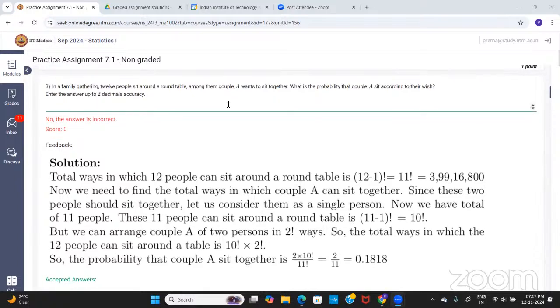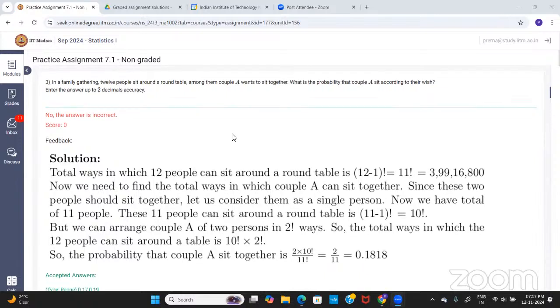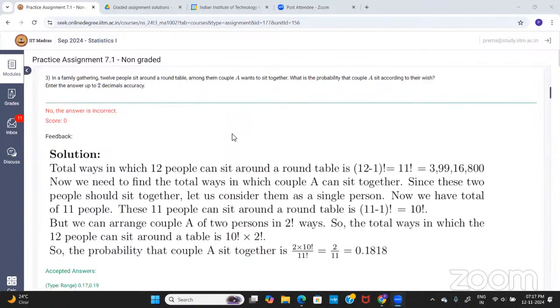Okay, now here the condition is that couple A wants to sit together. So these two people can be considered as one group. We have to consider these two as one. In that case, we will have a total of 11. And 11 can be arranged in 11 minus 1 factorial ways on a round table, right? So that will be 10 factorial. And we can arrange these two people also in 2 factorial ways, since the people are distinct. Yeah, that's right, because they are different.